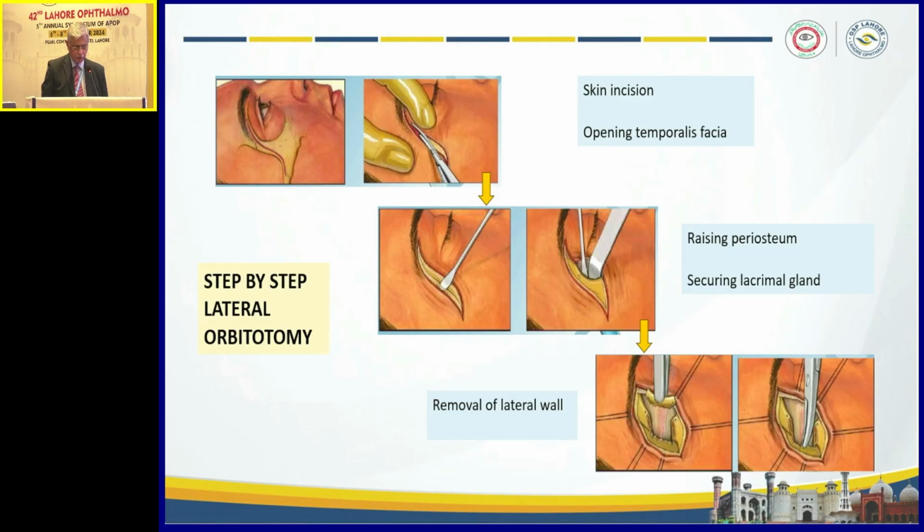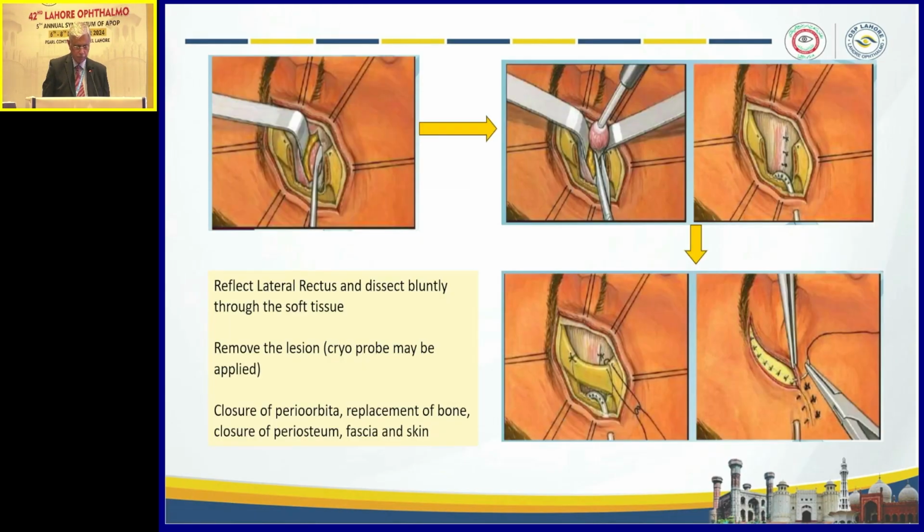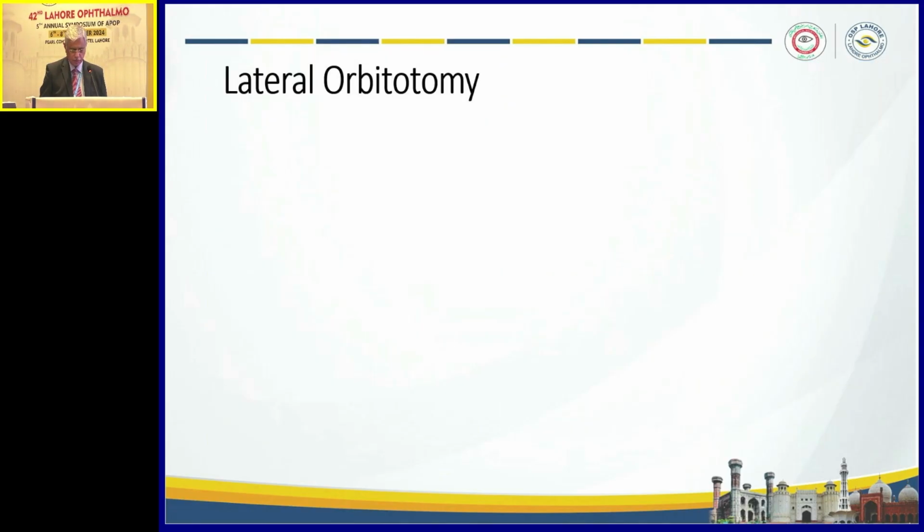Step by step lateral orbitotomy: skin incision, opening the temporalis fascia, raising the periosteum, securing the lacrimal gland, removal of the lateral wall, reflect the lateral rectus and dissect bluntly through the soft tissue, remove the lesion, cryoprobe may be applied, and close the incision in layers.